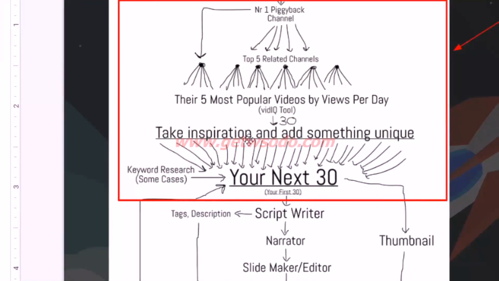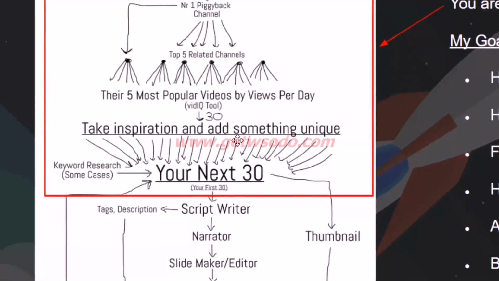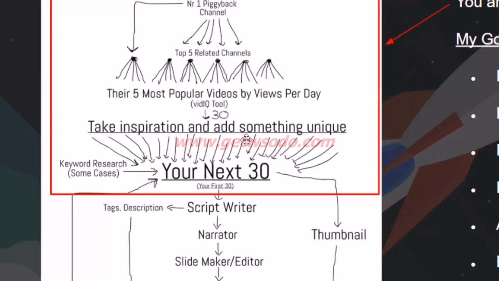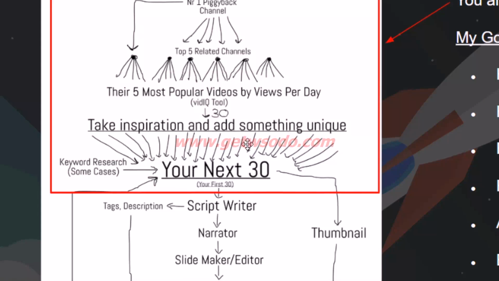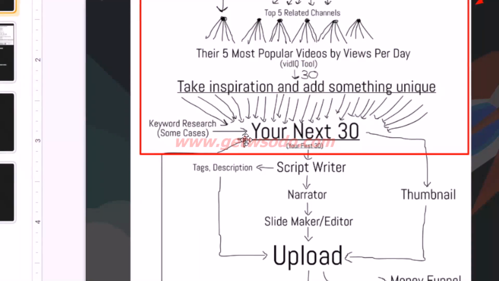Take inspiration from those 30 video titles and add something unique. That does not mean that you should copy and say the exact same things that they say in their videos, but you're gonna look at the general ideas that they're talking about, and you need to add something unique to that perspective, and that's how you blow up, because copying doesn't really give you anything. It doesn't add anything to it.